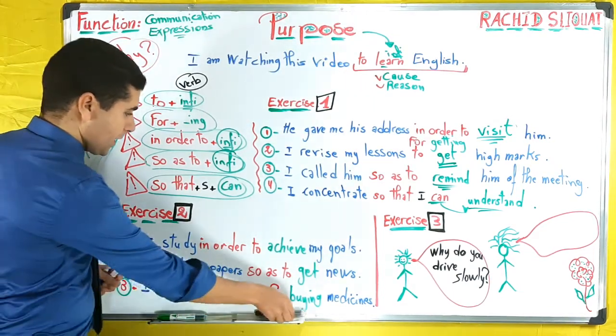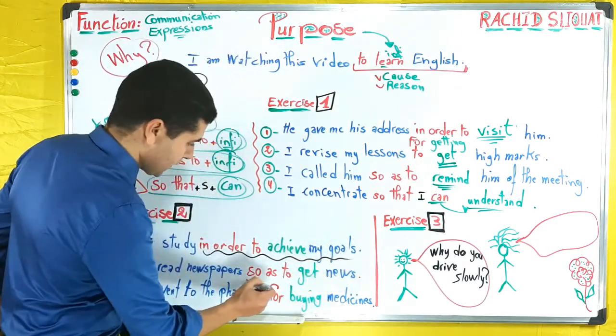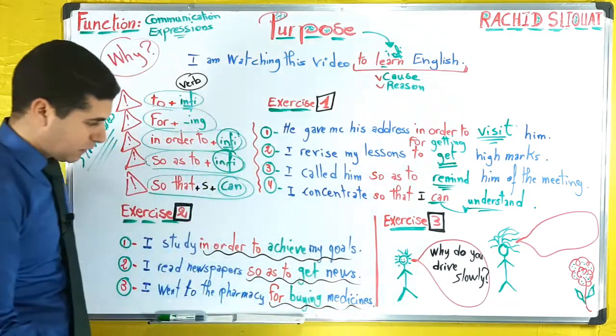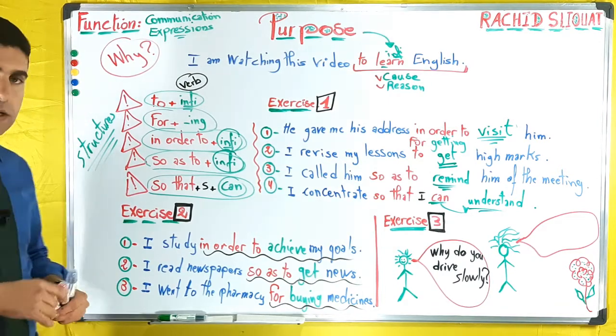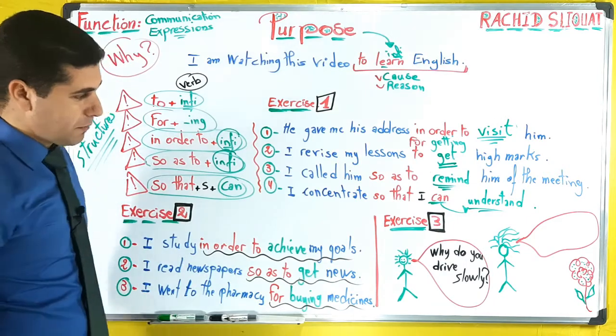So this is exercise number 2. This is the purpose, okay? In order to achieve my goals is the purpose. So as to get news is the purpose. For buying medicines is the purpose. You can add your own examples. Okay? All right.